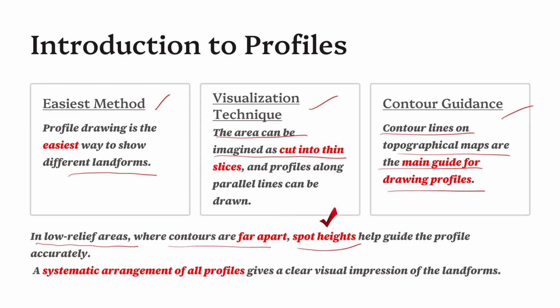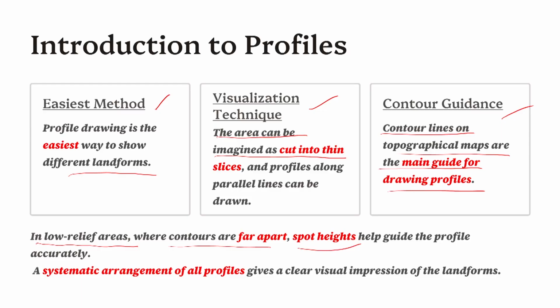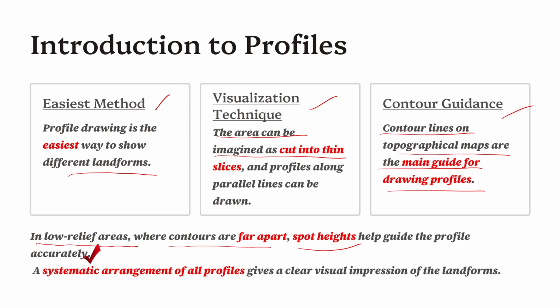Then spot height is an important representation of the height. So, how much height is there in that area. All of these things represent the real topography, what the elevations are. A systematic arrangement of all profiles gives a clear visual interpretation of the landform. So, a systematic arrangement of all profiles.